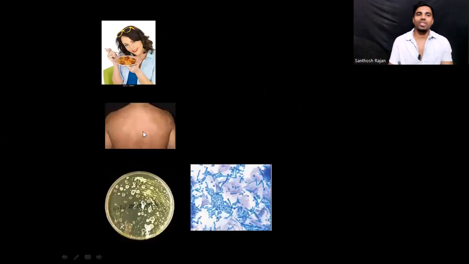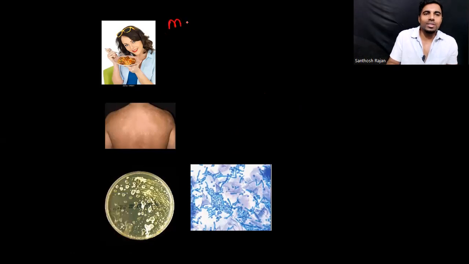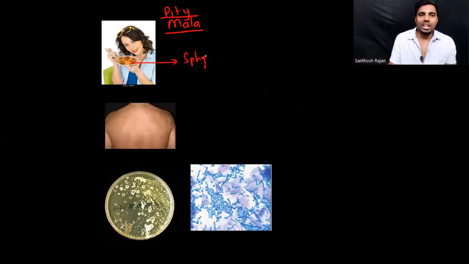Sir, how to remember? Very easy. Look at this pretty girl. She's Mala. You can take any Mala if you like. So Mala, she's very pretty. Pity, because she keeps on eating, that's what. So, Pitti Mala. And what is she eating? She's eating spaghetti.